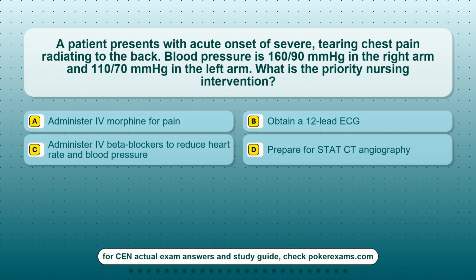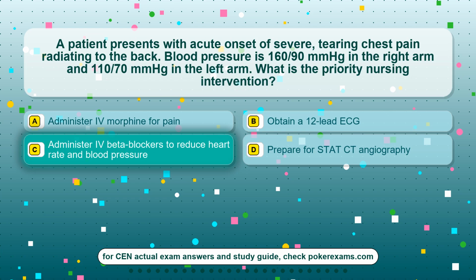Question 19. A patient presents with acute onset of severe, tearing chest pain radiating to the back. Blood pressure is 160/90 mmHg in the right arm and 110/70 mmHg in the left arm. What is the priority nursing intervention? Option A, administer IV morphine for pain. Option B, obtain a 12-lead ECG. Option C, administer IV beta-blockers to reduce heart rate and blood pressure. Option D, prepare for stat CT angiography.